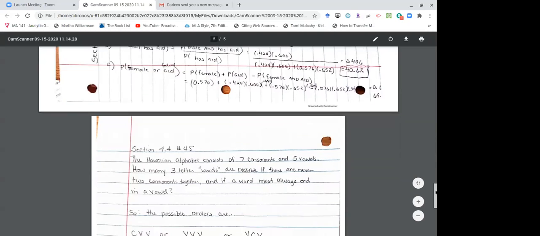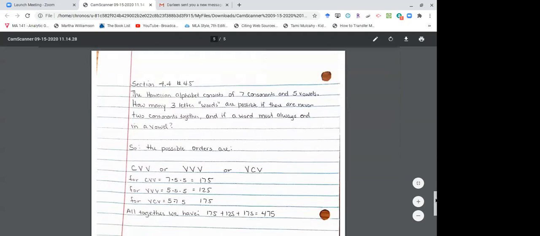One more thing about this section, and we'll be done, this lesson rather, is you're going to be doing also counting rules. Sometimes things get too complicated for us to do a tree or whatever. So we have counting rules that help us. And I just picked a problem here to illustrate that. So the problem goes like this. The Hawaiian alphabet consists of 7 consonants and 5 vowels. How many 3-letter words are possible if there are never 2 consonants together and if a word must always end with a vowel? So we have a 3-letter word here.